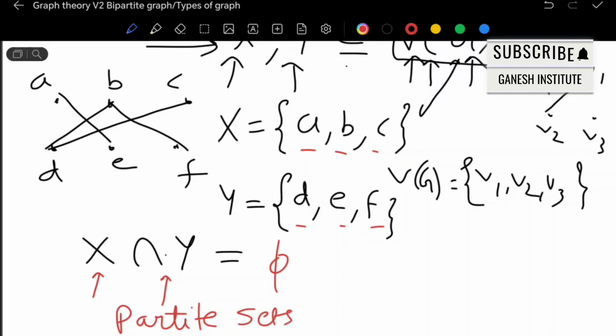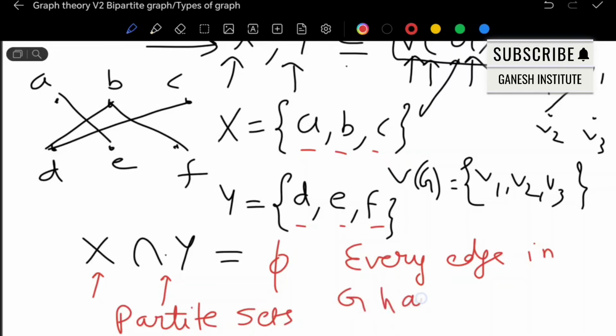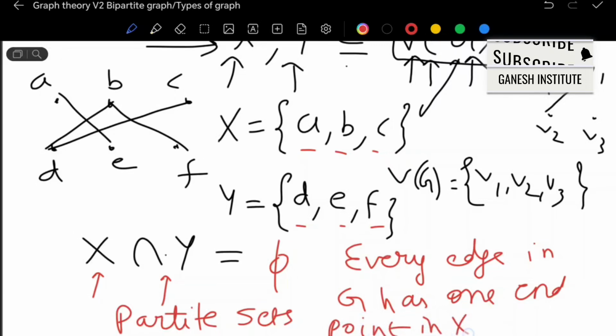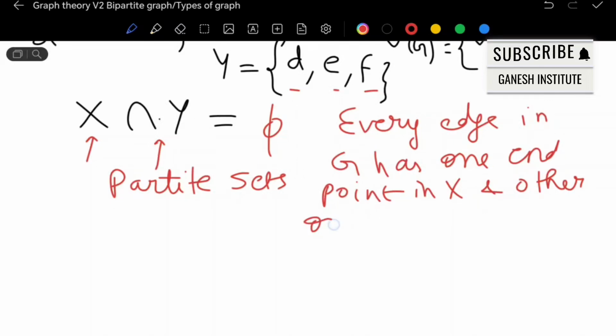If I talk about the edges, every edge in G has one endpoint in X and another one in Y, okay? Then we can say this is Y, okay? Then we can say that this is a bipartite graph. Is it fine? Nothing common.